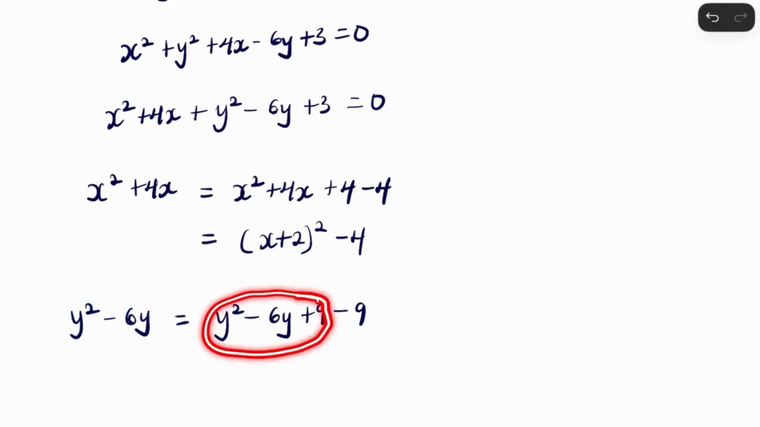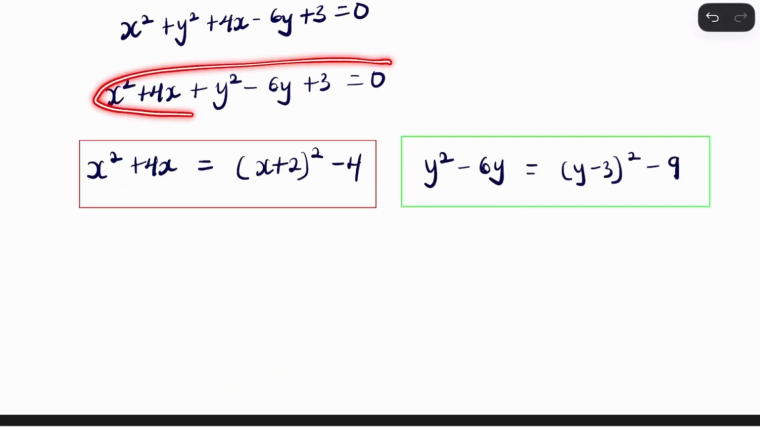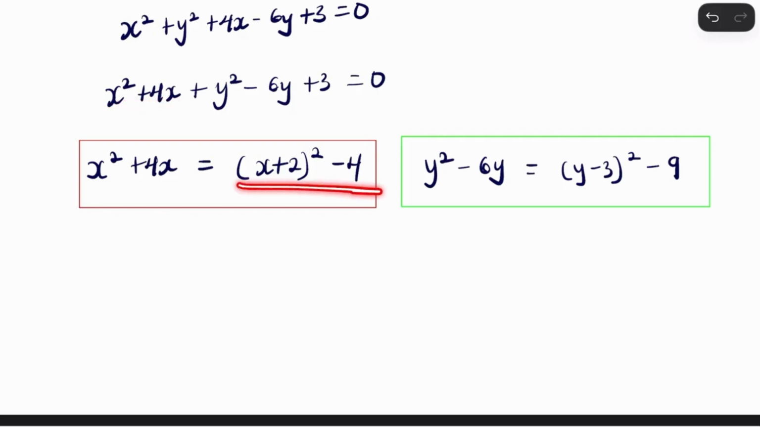And this guy here is just (y − 3)². So we are going to have (y − 3)² minus 9. Thus, this equation is going to be, so here we have x² + 4x, but x² + 4x is given by this guy here. So you're going to have (x + 2)² − 4, and we have y² − 6y, which is given by this guy here. So that will be plus (y − 3)² − 9.